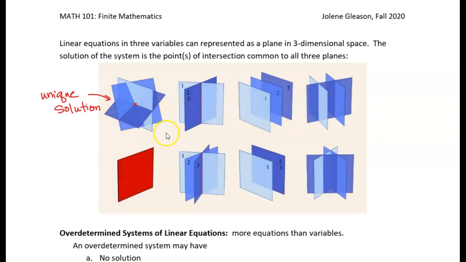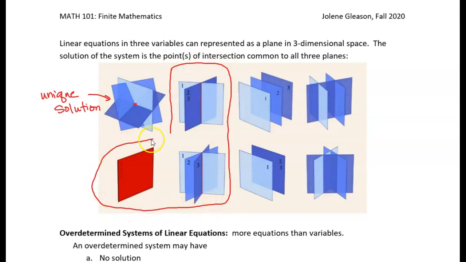Now you can also get the situation where the 3 planes intersect in a line, in these 2 situations here, or they could all be the same plane. So either way, these sorts of systems give you an infinite number of solutions. That's what it looks like.